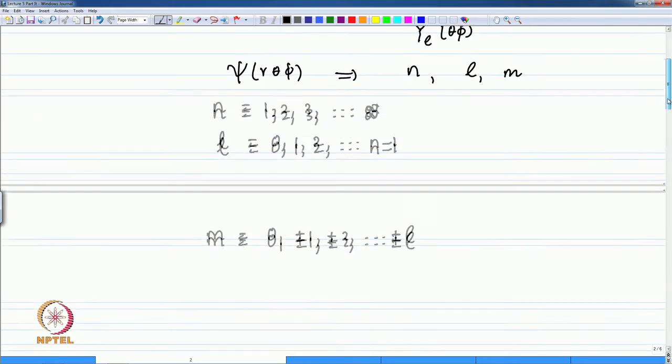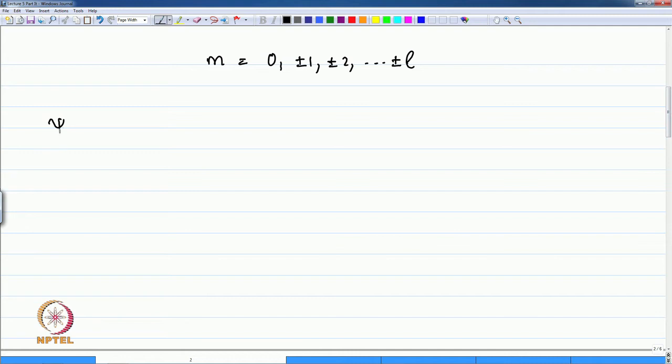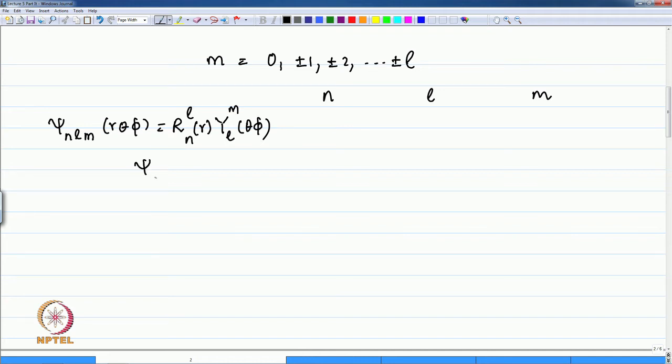Therefore, the wave functions are given by these three quantum numbers, and we write psi n l m of r, theta, phi as the radial function R n l, dependent on both quantum numbers, and the spherical harmonics Y l m of theta, phi. The first is psi 1, n equal to 1, and the only choice that we have for l and m is 0 and 0: psi 1, 0, 0. This is known in the standard representation as the 1s orbital.